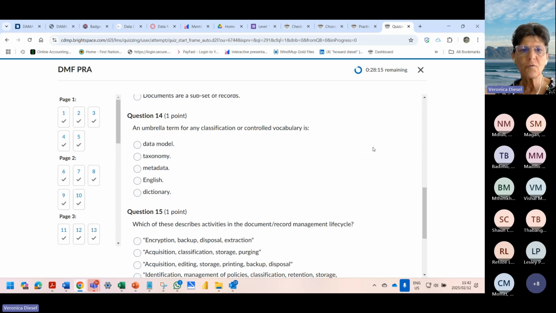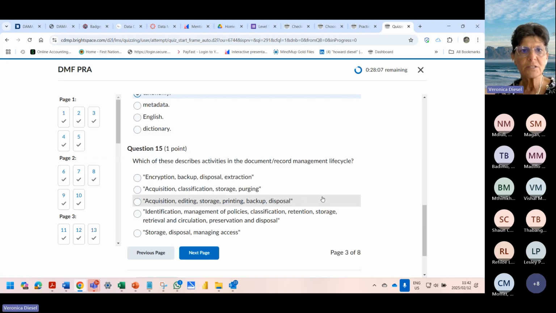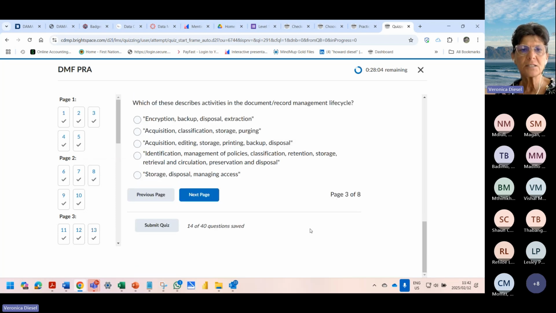An umbrella term for any classification or controlled vocabulary is called taxonomy. Which of these describes activities in the document record management life cycle? The fourth one, yeah. The most comprehensive one.